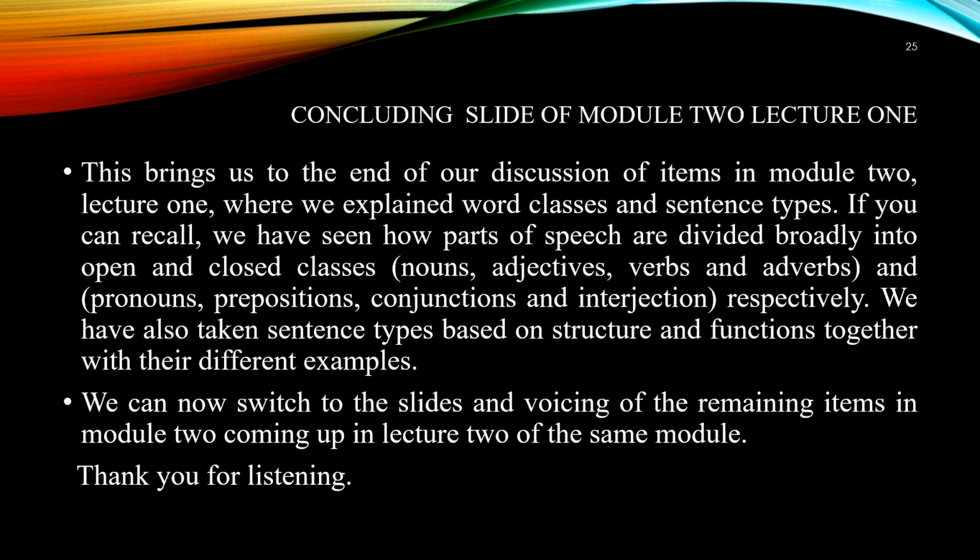Now, with all this little discussion class, this brings us to the end of our discussion on items in Module 2, that is Lecture 1, where we explain word classes and sentence types. If you can remember, class, we have seen how parts of speech are divided broadly into open and closed classes. That is to say, when we say open class, we are talking about nouns, adjectives, verbs, and adverbs. And pronouns, prepositions, conjunctions, and interjections are what are referred to as closed class system, respectively. We have also taken sentence types based on structure and function, if you remember, right? Together with their different types and examples.